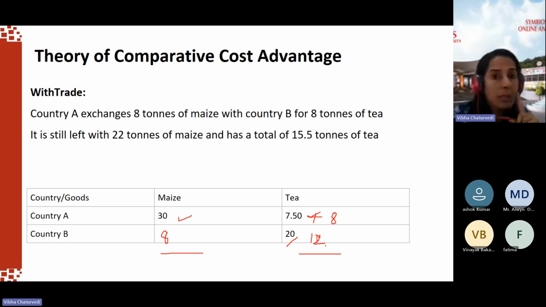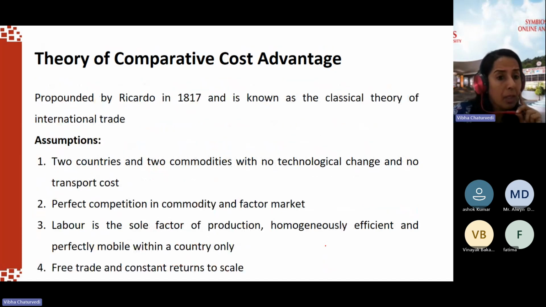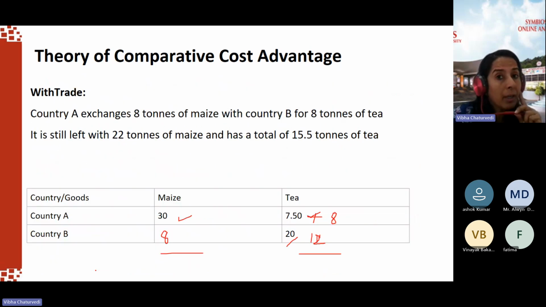So there is advantage. What Ricardo was trying to say here is that even in case of absolute cost disadvantage, a country gains by trading internationally freely. You know, we are assuming free trade, right? Free trade here. Look at the fourth assumption. The idea here was that no restrictions to trade must exist.